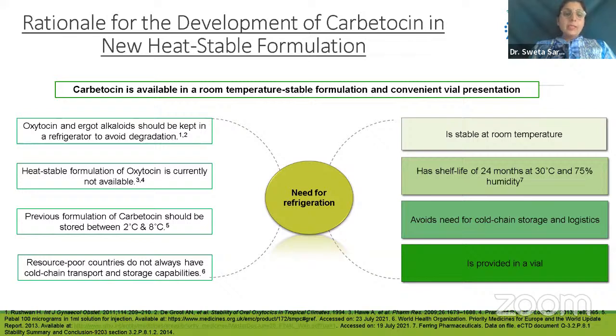There is no heat stable formulation of oxytocin at present. And oxytocin needs to be stored at 30 degrees centigrade and 75% humidity, and then it will have a shelf life of 24 months. There is no need of a cold chain per se in heat stable carbetocin. Next slide.